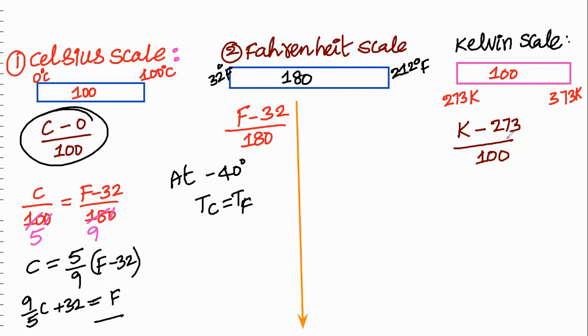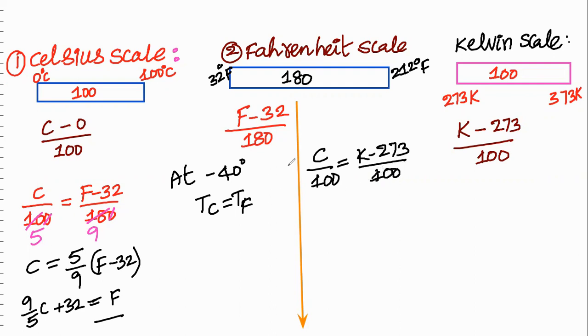Now I compare the temperatures of the Celsius scale and the Kelvin scale. C minus 0, nothing but C only. C by 100 is equal to (K minus 273) divided by 100. So 100 and 100 get cancelled. So C is equal to K minus 273. This is the temperature on the Celsius scale, and K is the temperature on the Kelvin scale. So the temperature on the Kelvin scale will be equal to the temperature on the Celsius scale plus 273.